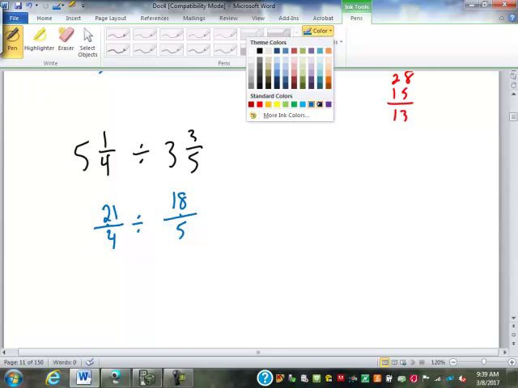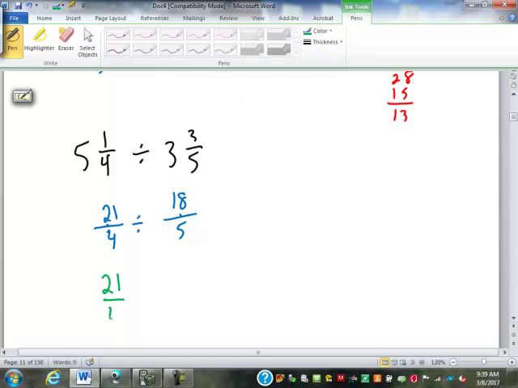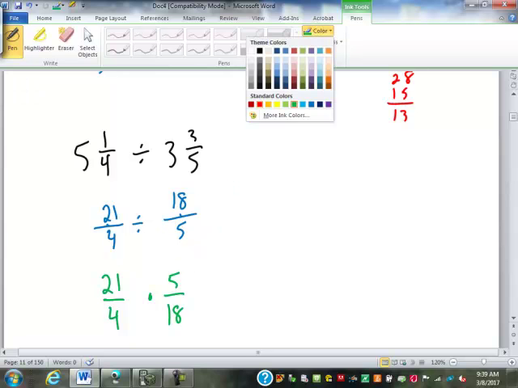No, because right now it is still division. Now the first one never changes. It's always the number that comes after the operation that's affected. So instead of dividing by 18/5, this is going to be times 5/18. I said divide by 18/5, we're going to multiply by 5/18. So now we can cross cancel if we want to.